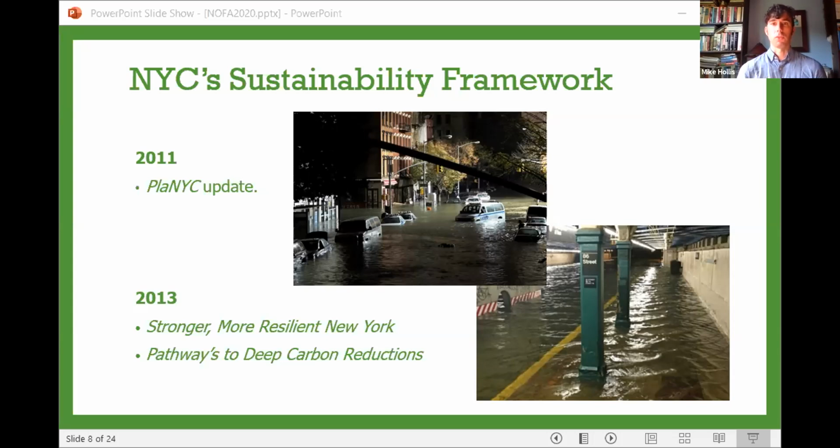In 2013, as you can see from the pictures here, the impacts of Hurricane Sandy changed some of the focus for New York City's sustainability framework. The focus began to look at climate change mitigation and adaptation as a higher priority. The document Stronger, More Resilient New York and New York City's Pathways to Deep Carbon Reductions was published, which established targets of 80% reduction in the carbon footprint by 2050.